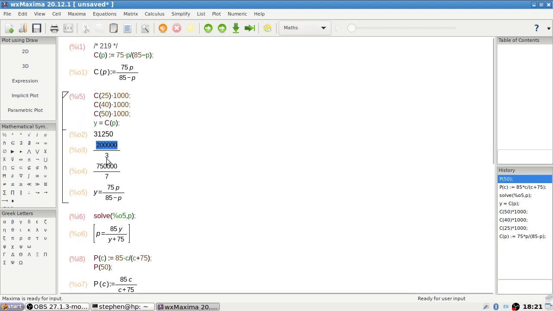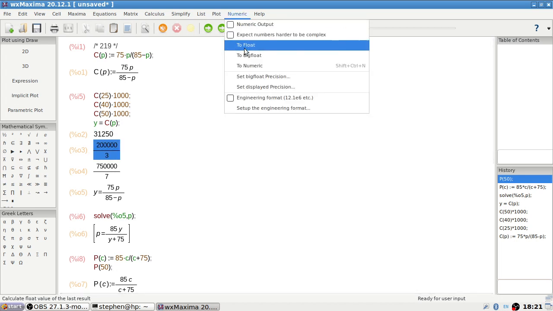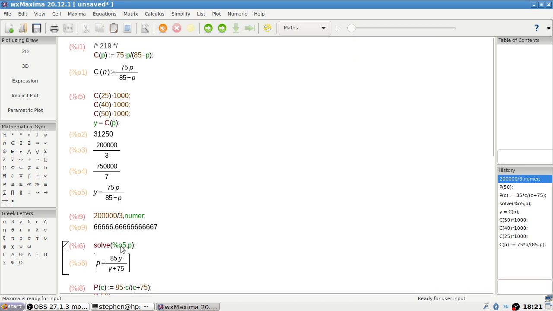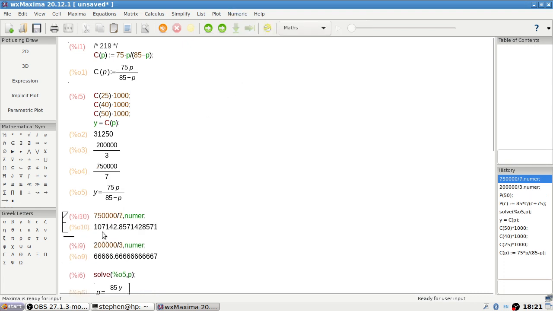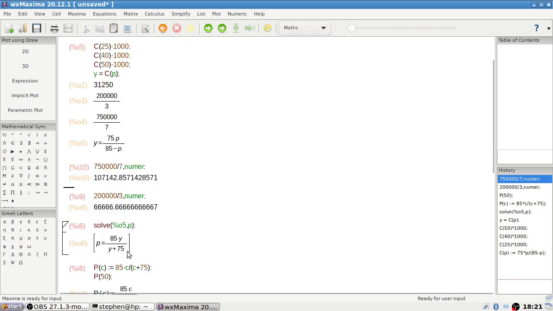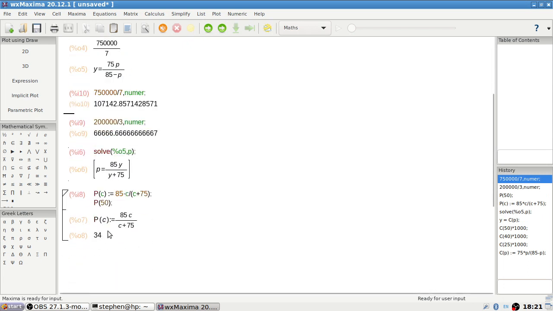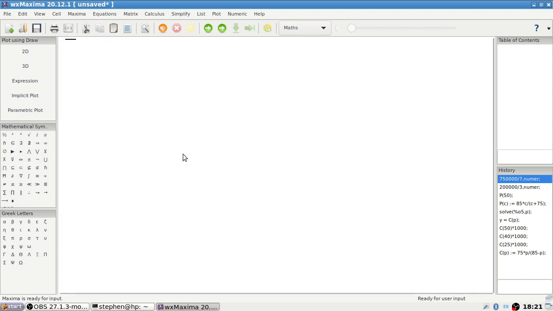Oh, 31,250. But the next one, I should make that numeric. Yep. 2 decimal places since it's money. The next one, I'll make that numeric as well. Yep, that's right. My inverse function is right. And 34 parts per billion. Okay. Another one done.